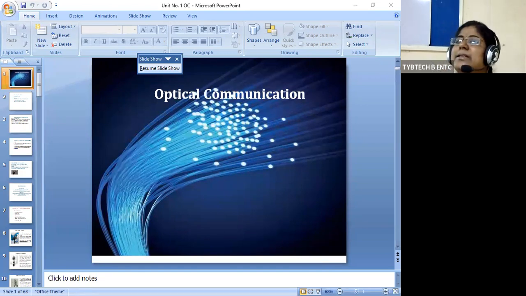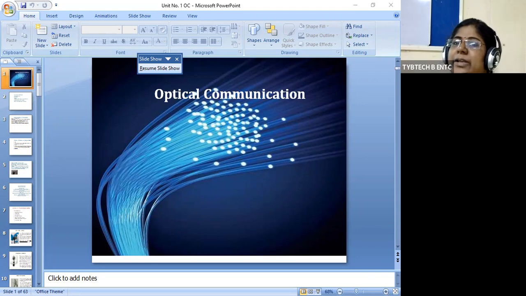Just as for an electrical system, whatever its performance is, we generally take it in terms of frequency. How do we specify the range of an electrical signal? In the frequency range, 1 kilohertz, 2 kilohertz, 3 kilohertz. Similarly, for the optical signal, whatever its range you are going to decide, an electrical signal is specified at a particular frequency, and similarly an optical signal is specified at a particular wavelength.